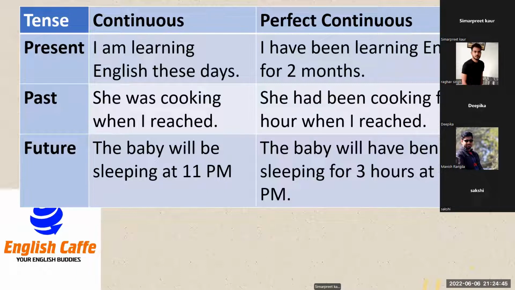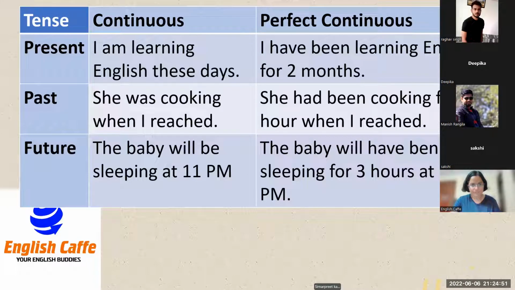Yes, Simarpreet, what's your doubt? Sorry, ma'am, I was giving the example. Ma'am, there are two types that you have written in the perfect continuous. Are there two types of been, like you wrote B double E and in the last one you wrote B E N? Is this a spelling mistake, or can we write this also?